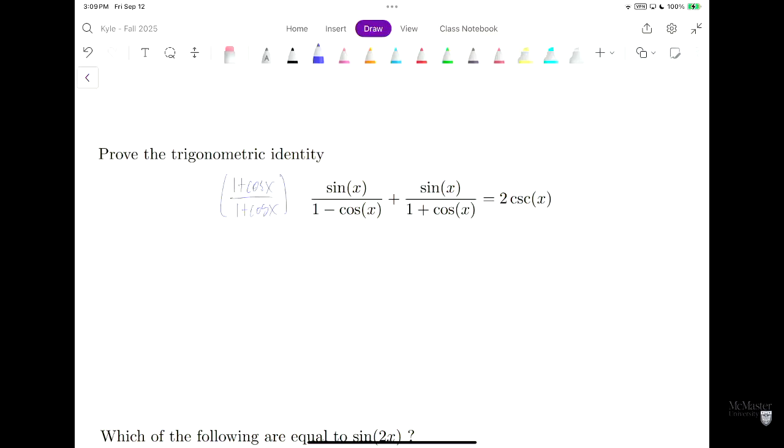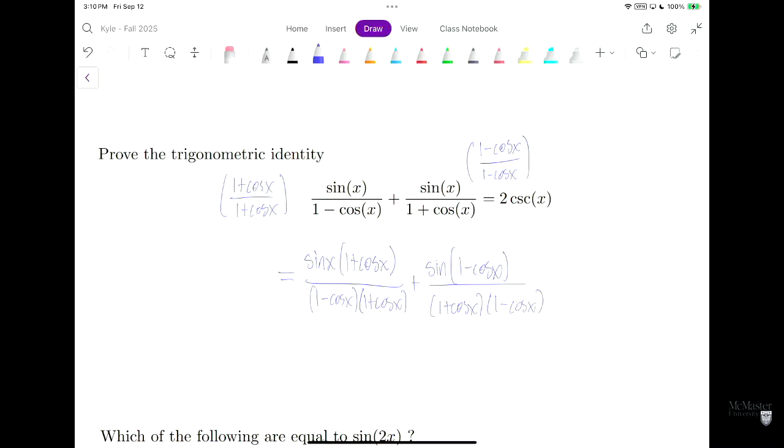And let's multiply the second fraction by 1 minus cos of x. So on the left side, we're going to get sine of x times 1 plus cosine of x over 1 minus cos of x times 1 plus cosine of x. And on the right, we'll get sine of x times 1 minus cos of x over 1 plus cosine of x times 1 minus cosine of x.